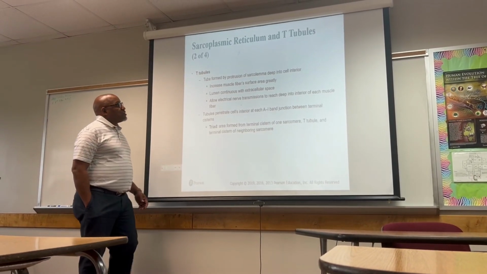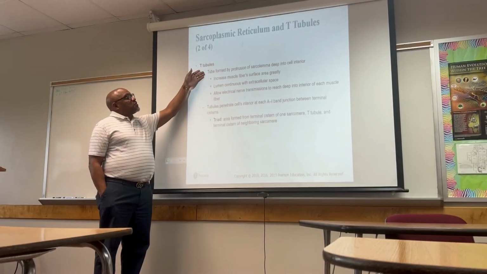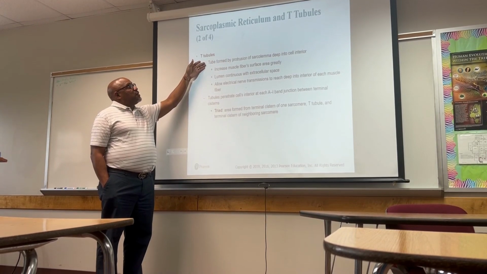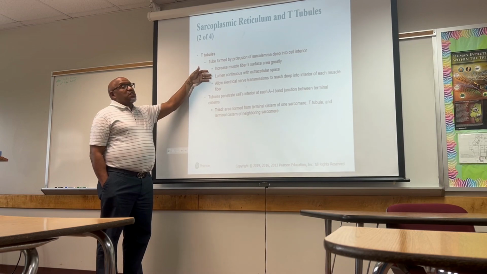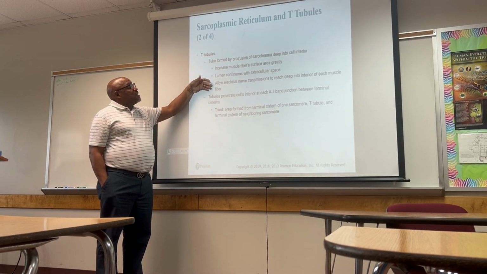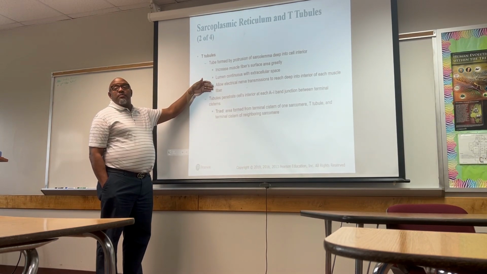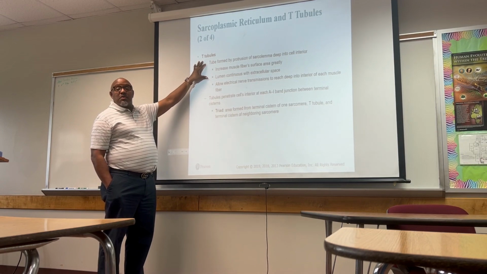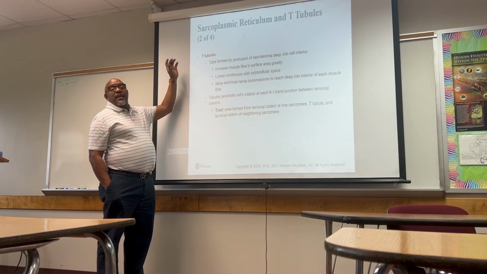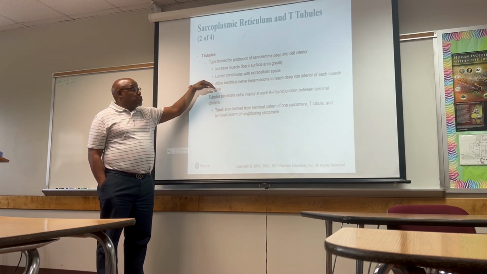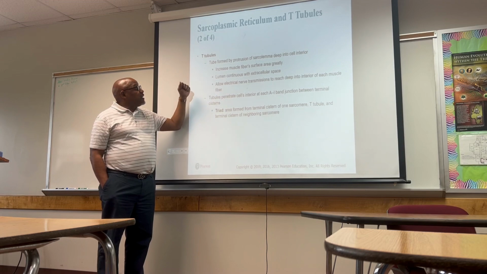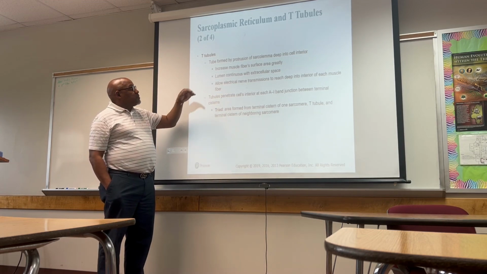T-tubules are another structure. A tube formed by protrusion of the sarcolemma deep into the cell interior increases the muscle fiber surface area greatly. The lumen is continuous with the extracellular space, allows electrical nerve transmissions to reach deep into the interior of each muscle. We're going to explain this in just a minute. The main job of the T-tubule is that it allows the signal to contract to go deep inside the muscle. We'll see a picture to help explain that.